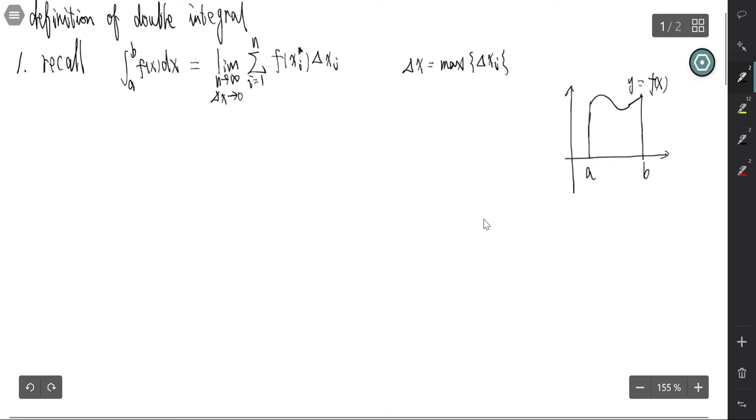The concept is like this. We divide the interval into some small intervals. In each interval, we use a rectangle to approximate the area with a curved top. In each interval, we use a rectangle to approximate the area. Then the bottom length is delta xi, the bottom like this. That is delta xi.